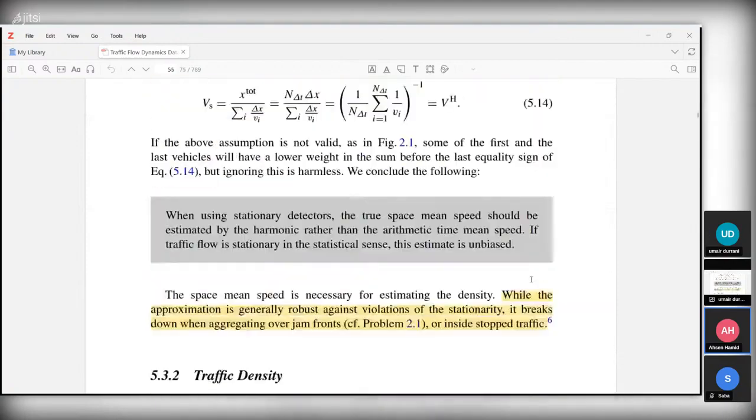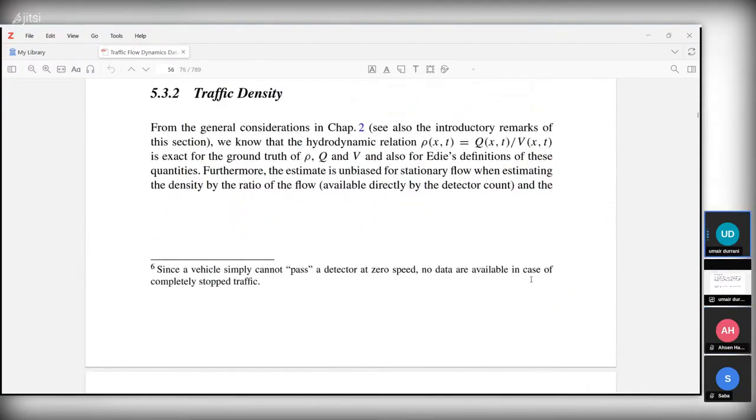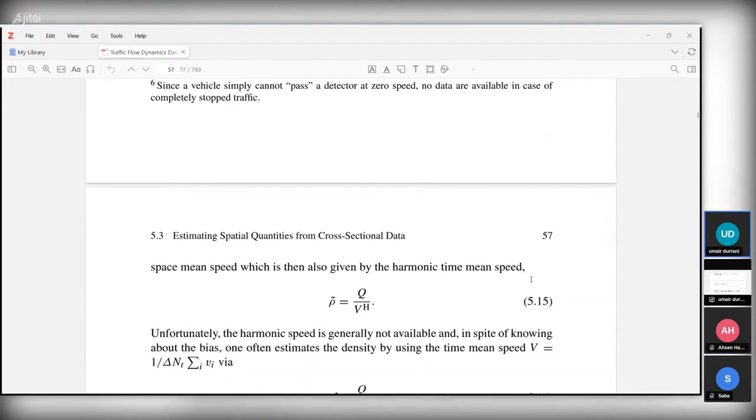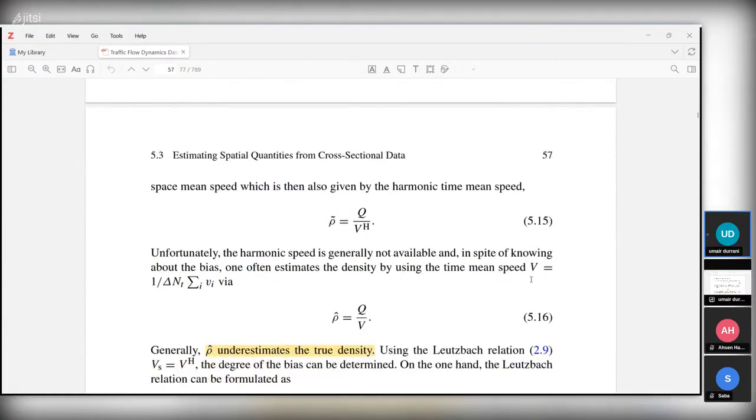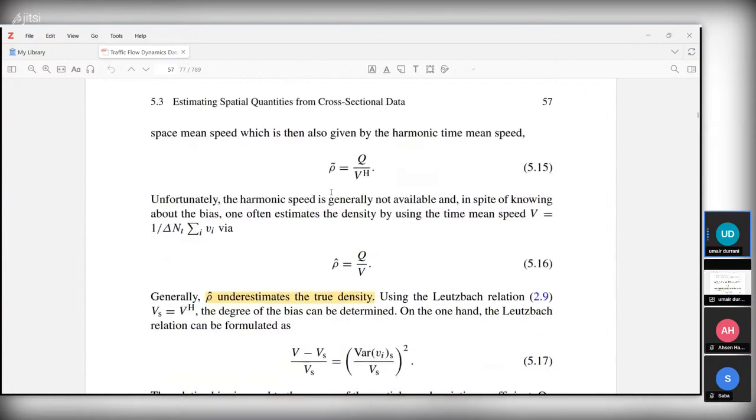Okay, thank you. So now we are going to discuss traffic density. As we discussed before, we have this hydrodynamic relation of rho, which is traffic density, equals traffic flow Q divided by the space mean speed or the harmonic mean speed, as we discussed in the previous section. So based on that, they provide this other symbol, rho tilde, to represent the estimate of the traffic density when we are using harmonic mean speed.